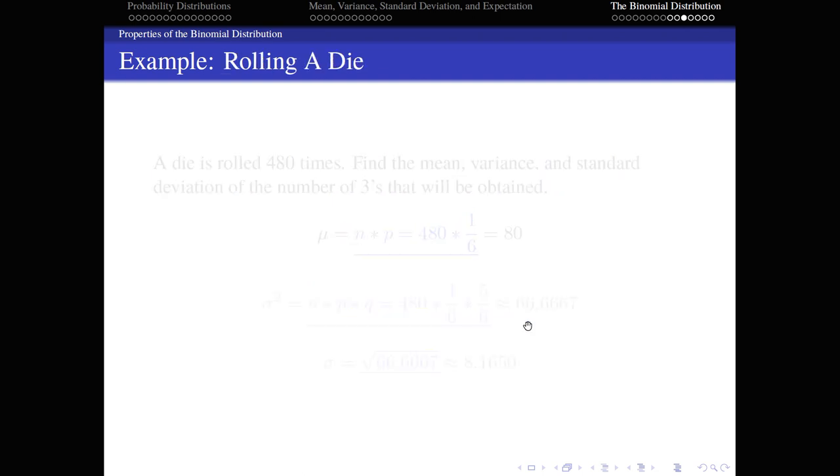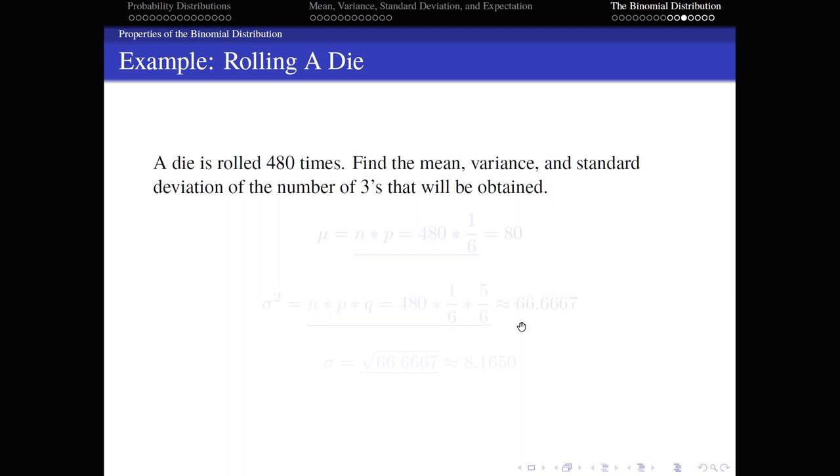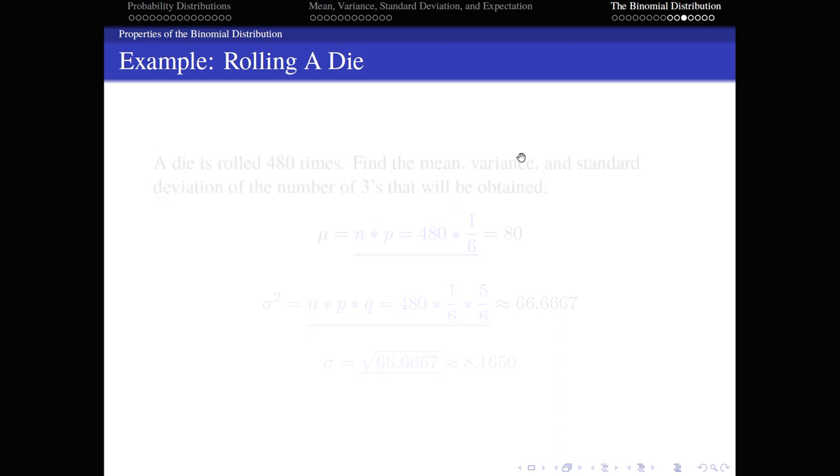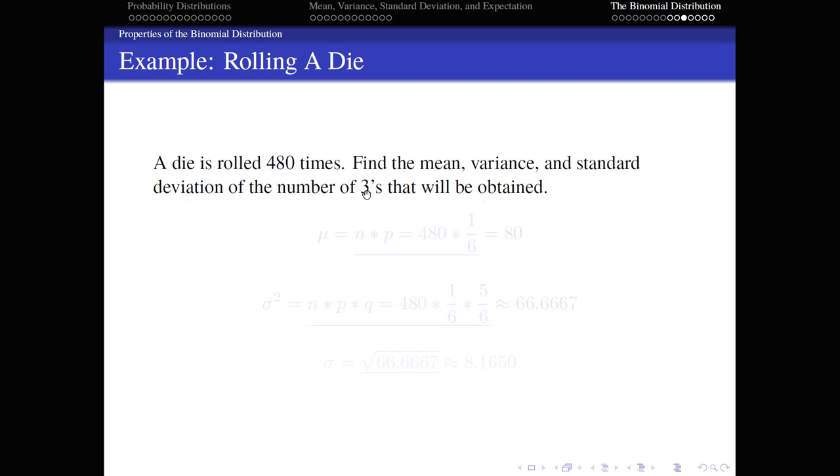Let's move to a slightly harder case. It's not more computationally difficult necessarily, but maybe more ideologically difficult. This is a hard question for many students. Thinking about the number of 3s that are obtained in rolling a die, and at any time feel free to go on and pause and try to calculate the mean, variance, and standard deviation of this.